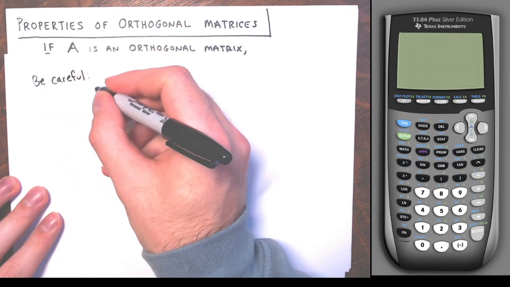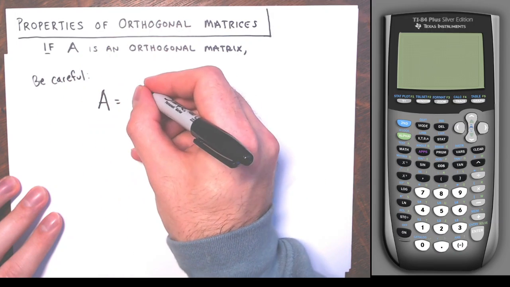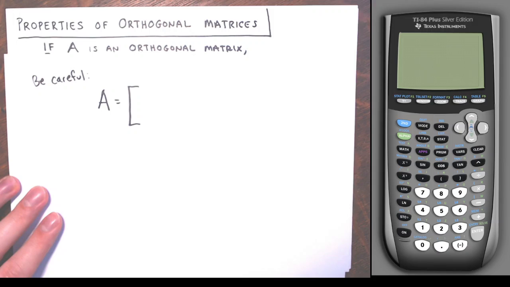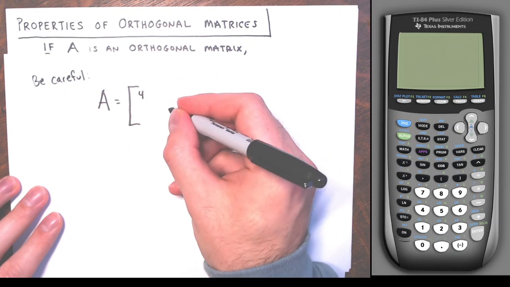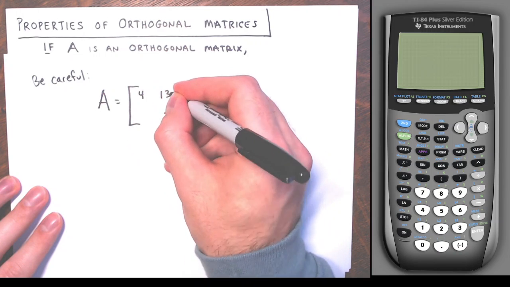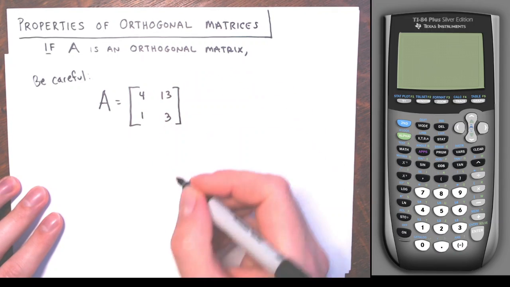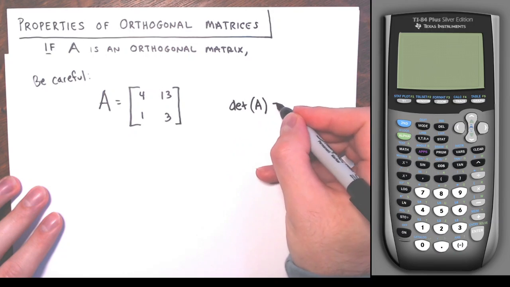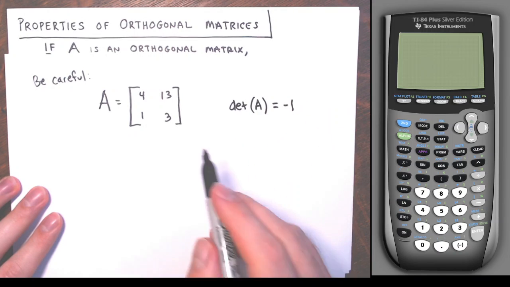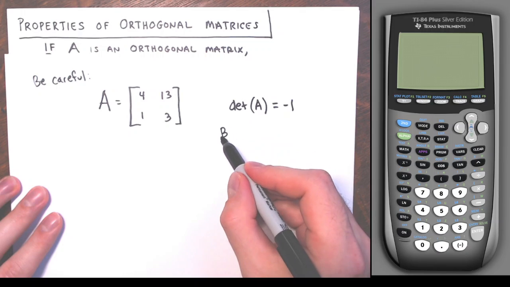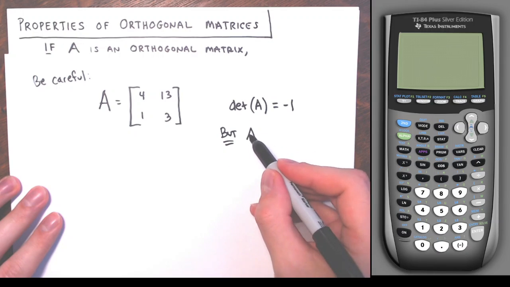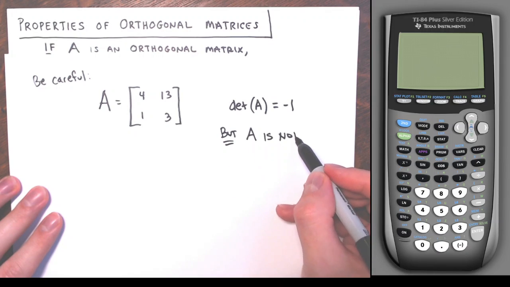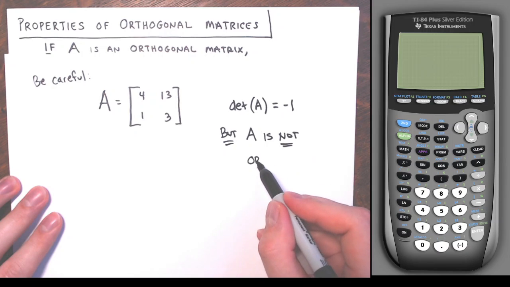Here's a matrix. I'll just do a 2 by 2. Here's a matrix with a determinant of negative 1: 4, 3, 13, 1. The determinant of this matrix is negative 1. It's 12 minus 13. But A is not an orthogonal matrix.